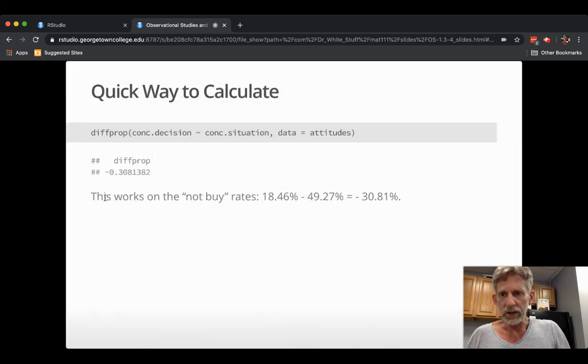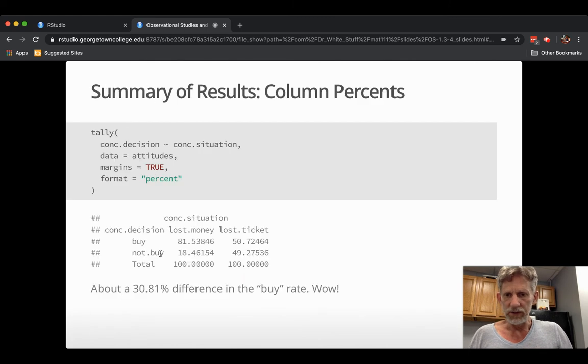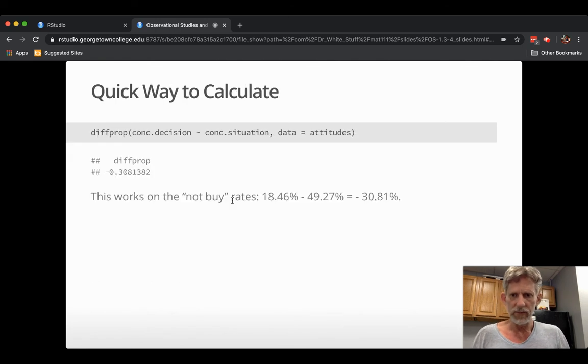By the way, there's a quick way to calculate that using R. You can use the divprop function. And if you call it in this way, then it'll subtract the two percentages. And what it does is it works on the not by row of this table. And so it's this row right here that it actually works on. And it does 18.4 minus 49.2. And that gives you the negative 30.81%. So that's why that shows up in the console if you give it a try in RStudio.